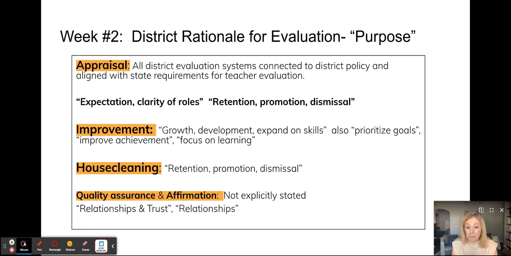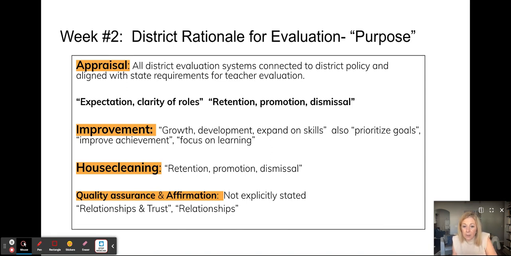So I'm going to start with affirmation. And I spoke to this in the last module summaries, which is evaluation and supervision. Being in a teacher's classroom and recognizing their practice and what they're doing is really important for their identity as a teacher.